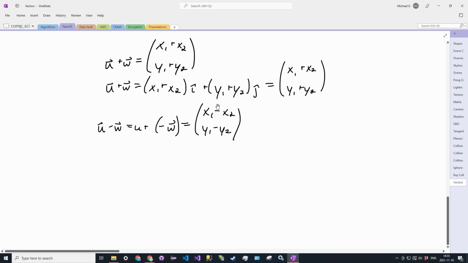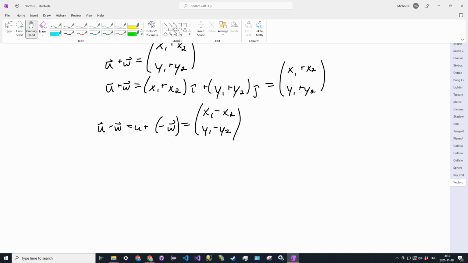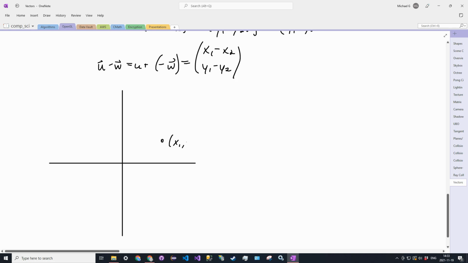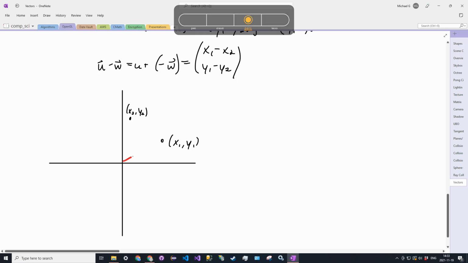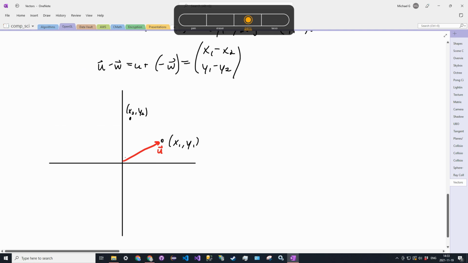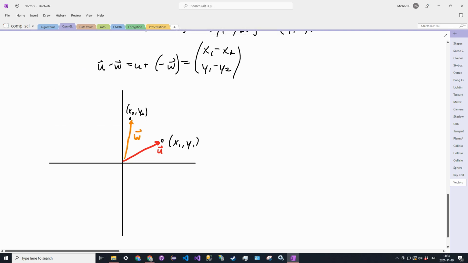Well, if we took the 2D example here, and let's say that our first point was out here, x1, y1, and then our second point was over here, x2, y2. So we had our vector u and our vector w, and the resultant point was over here, x1 plus x2, y1 plus y2.